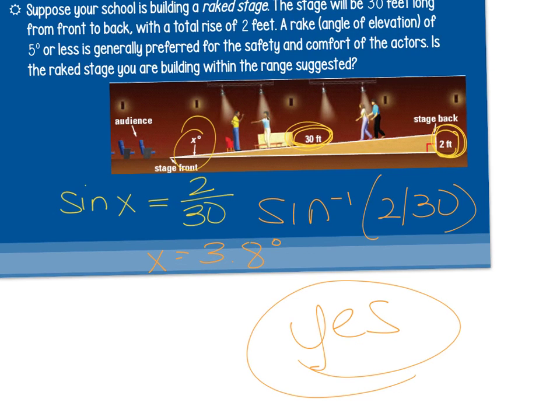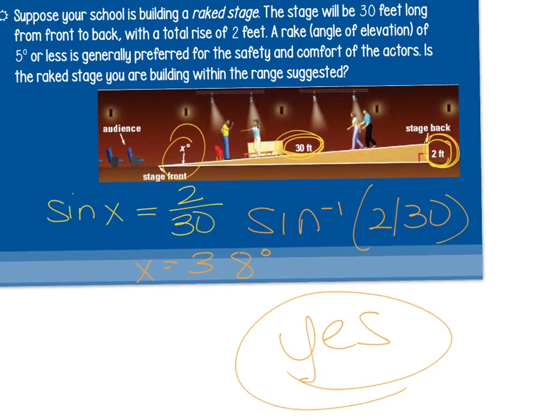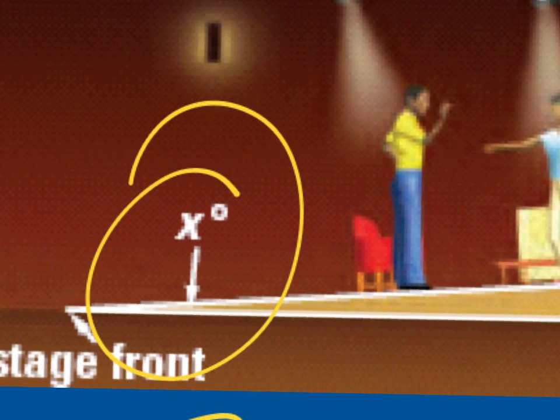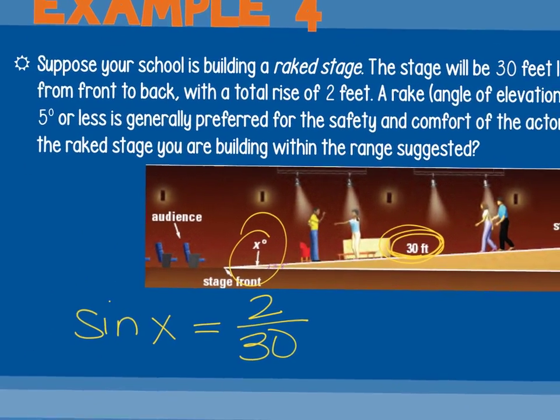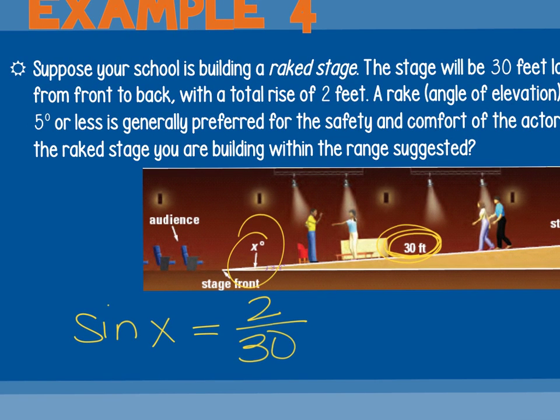So when you're looking for a side length, you're using sine, cosine, tangent, and the regular buttons. But when you're looking for the angle measurement, you're going to be using the inverse trig functions. Okay? So that 3.8 is this angle that's in here. And it's saying if this is less than 5 degrees, then it's safe. So 3.8 is less than 5, which makes it safe. Does that make sense? Okay.